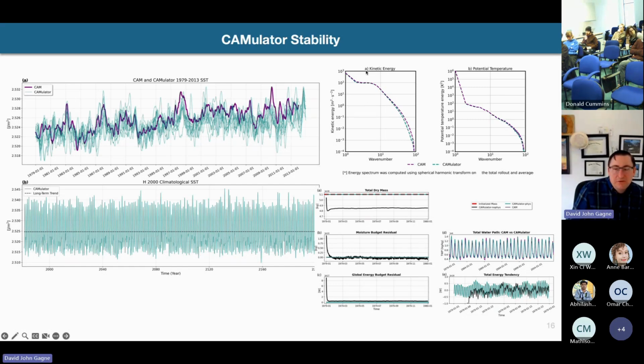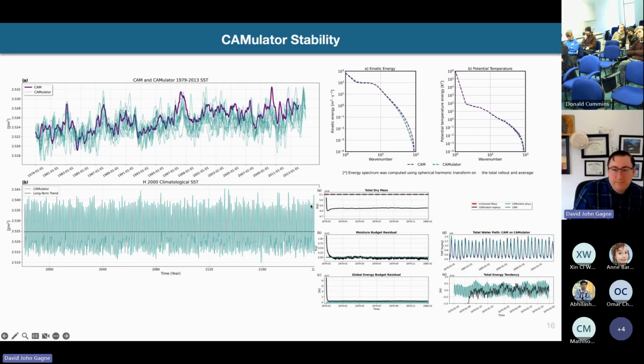Unlike some of the other models that are out there, we're actually doing a really good job at preserving kinetic energy and potential temperature in terms of the spectra. We see a little bit of loss between CAM and CAMulator, but it's not nearly as dramatic as we've seen from other systems. With the SST forcing, our near surface temperatures show realistic variation around our long-term trend.